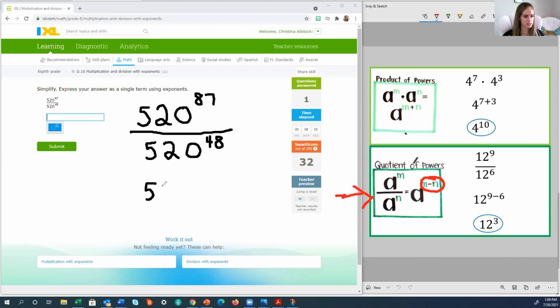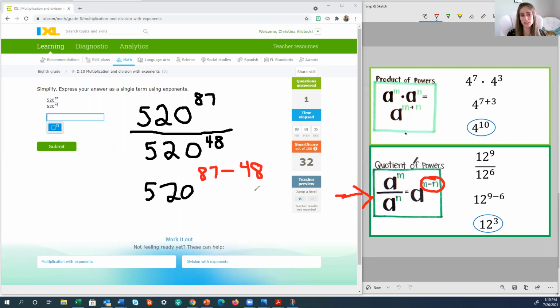Our base remains the same, 520. And then we will subtract our exponents, 87 minus 48. All right, with this, I encourage you guys to do as much of this either with mental math or work it out on paper. Don't use a calculator for this because you won't get a calculator for every single problem on your state test.